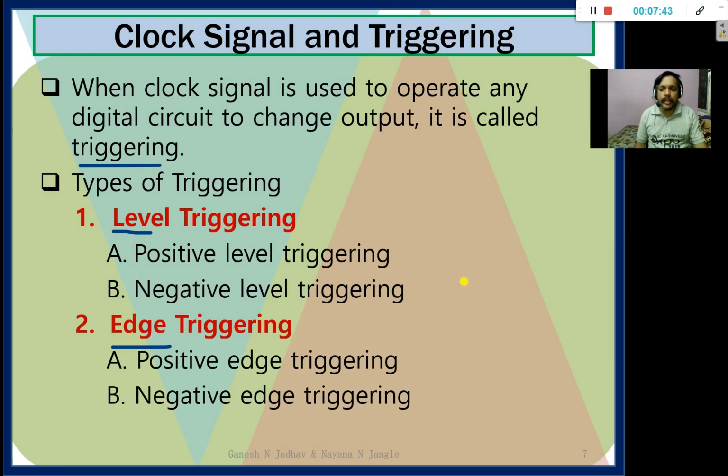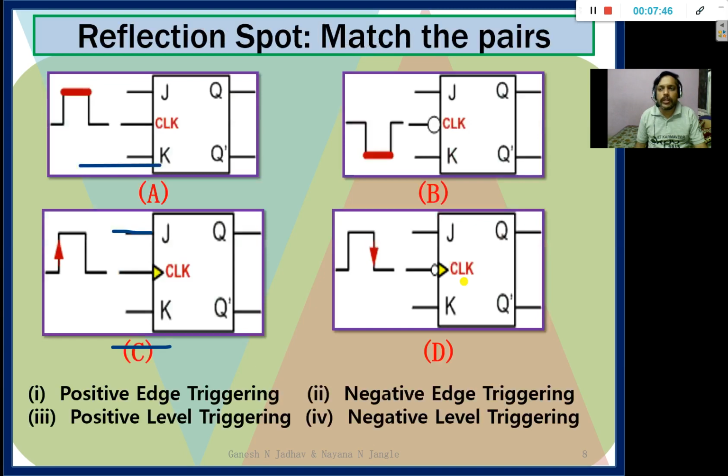Here is the reflection spot for all of you. Let's understand the reflection spot. I have given 4 figures over here. Let me cut whatever I have written in the previous slide. I'm giving 4 flip-flops over here. Here the clock pulse is given. Here also the clock pulse is given. But see, here there is no bubble. Here there is a bubble. Here is only a triangle. Here is a triangle and a bubble. And this clock pulse is given.